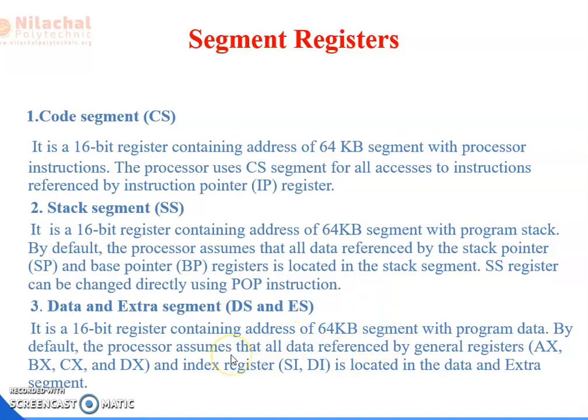So next one is data and extra segment. It is a 16-bit register containing the address of the 64 kilobyte segment with program data. By default, the processor assumes that all the data referenced by the general registers, that is AX, BX, CX and DX, and index registers SI and DI, is located in the data and extra segment.